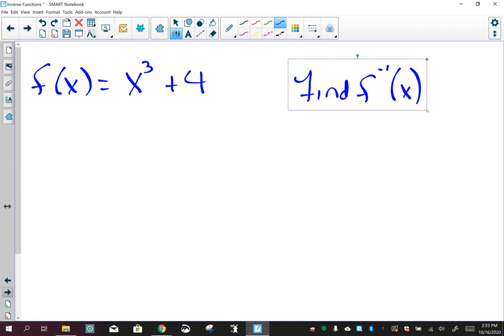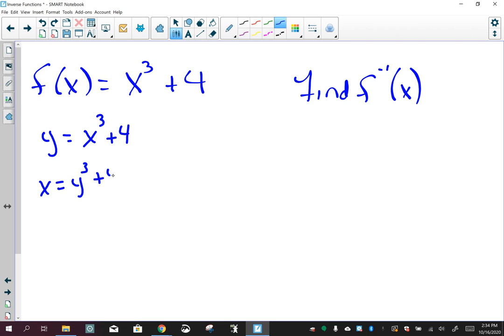All right, let's try it again. So this time we have a power here. So we're going to follow the same steps. I'm going to go ahead and turn this into a y. And that's going to be x cubed plus 4. And then I'm going to switch them. x is equal to y cubed plus 4. And then I'm going to solve for y. So this becomes x minus 4 is equal to y cubed.